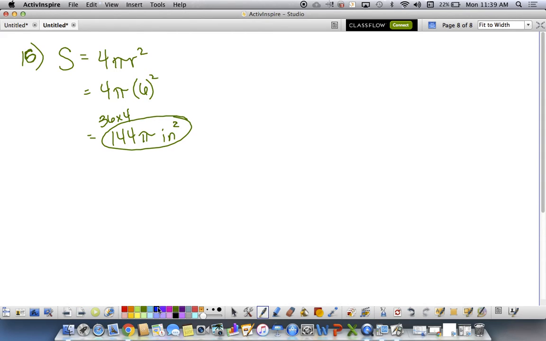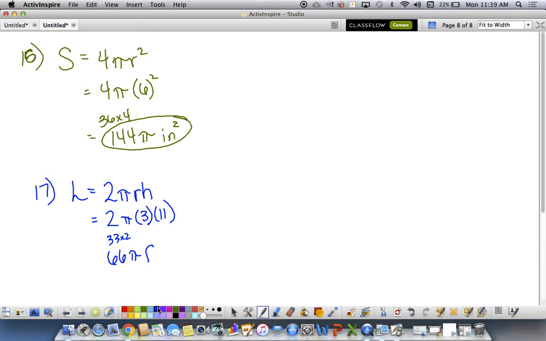Number 17. Lateral area of a cylinder. It's your little book again. Lateral area of a cylinder with a radius of 3 feet and a height of 11. So I'm looking back at my lateral area of a cylinder, and it's 2 pi r h. And leave in terms of pi. So I have 2 times pi times 3 times 11. Leaving pi, I've got 33 times 2, 66 pi, and it was feet squared. Okay.